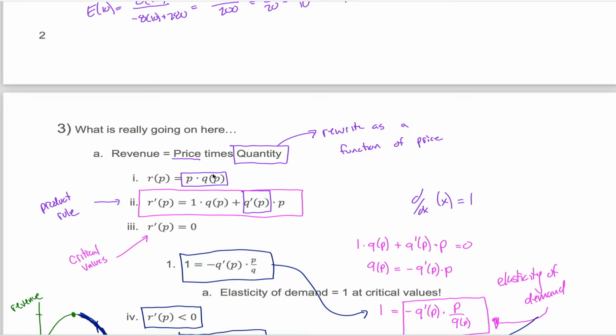I take the derivative of each of these things. The derivative of p, because it's a variable, is 1. Leave q alone. The derivative of q, because it's a function, is not 1. It's q prime. And then you leave p alone. If you're okay with this box, you are okay with related rates.